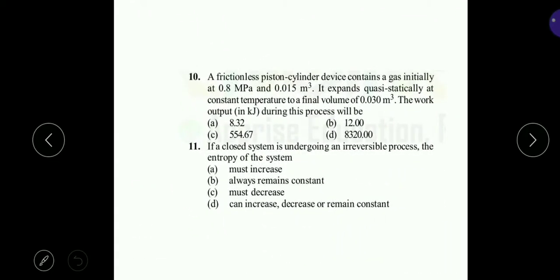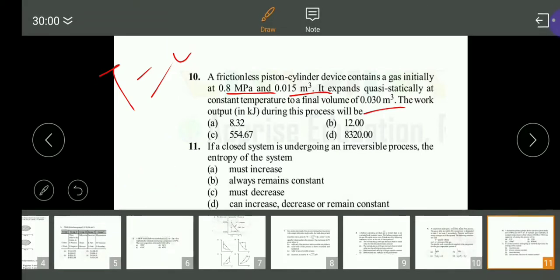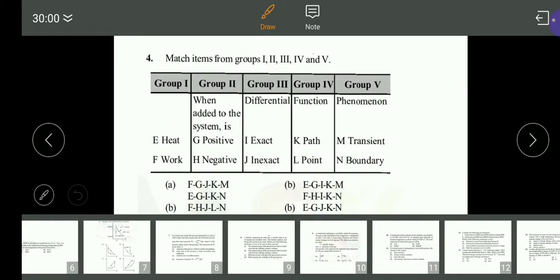Next, a frictionless piston device contains a gas, initially at P1 and V1 as given here, and it expands quasi-statically at constant temperature. Temperature remains constant. Then the final volume V2 is also given. Then the work output.